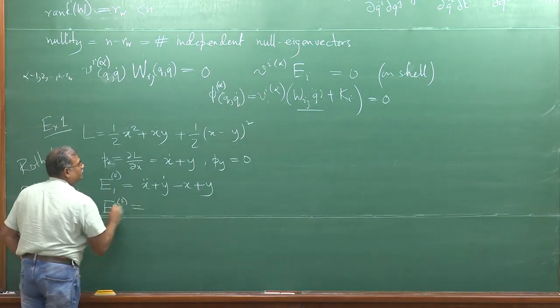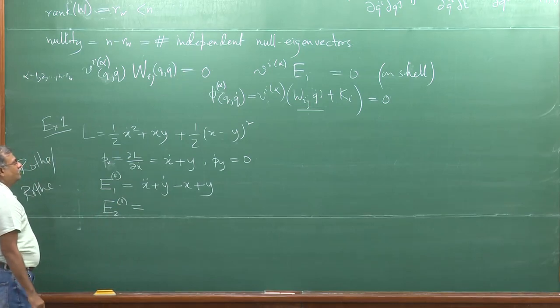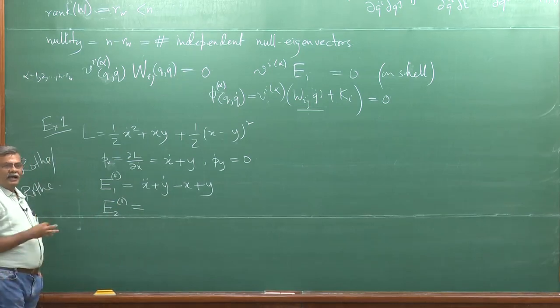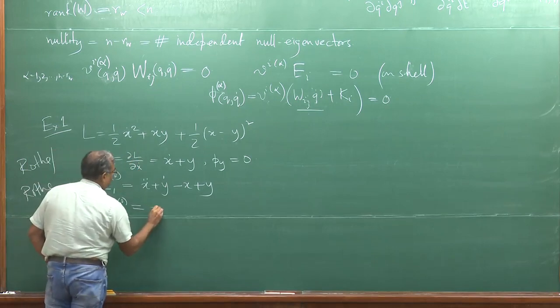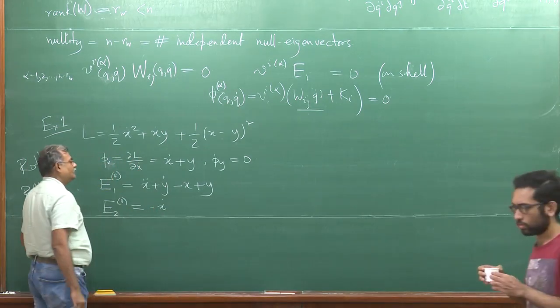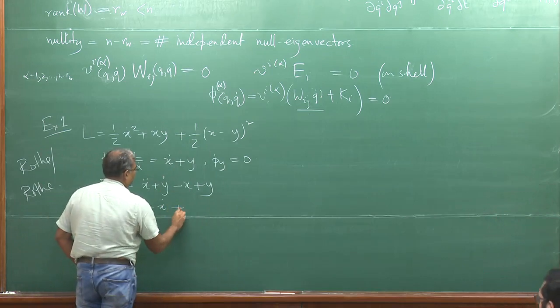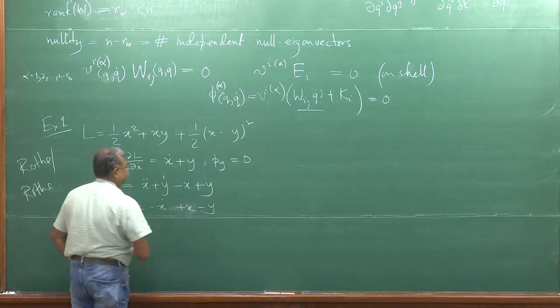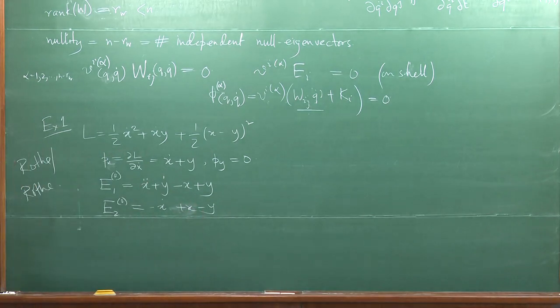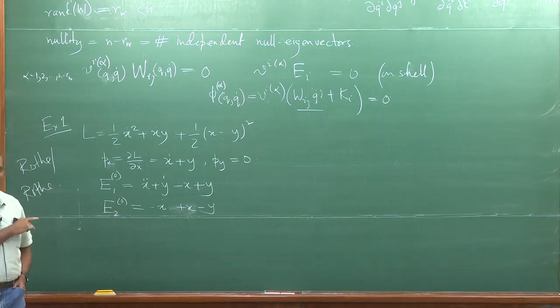So E_2^0. p_y dot of course gives me 0, but I have to do minus del L del y. And minus del L del y will give me minus x dot. And this one will give me plus y minus, no, plus x minus y. I hope I've got this right. Please keep track, because if I mess up here, it's going to be very bad in the long run.